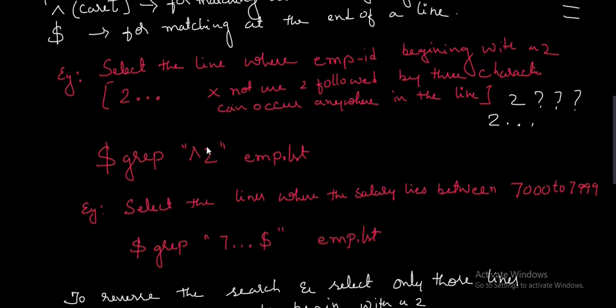So $grep, then the negation operator, then the file name emp.lst. Instead of 2, if you are interested in 4, just specify 4 here. It is going to display only the lines that have that ID.